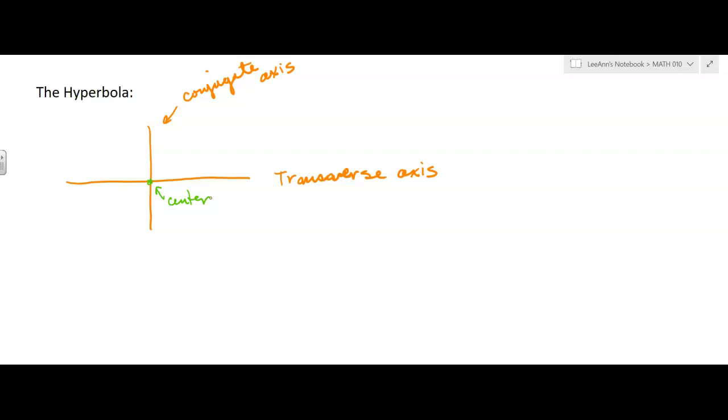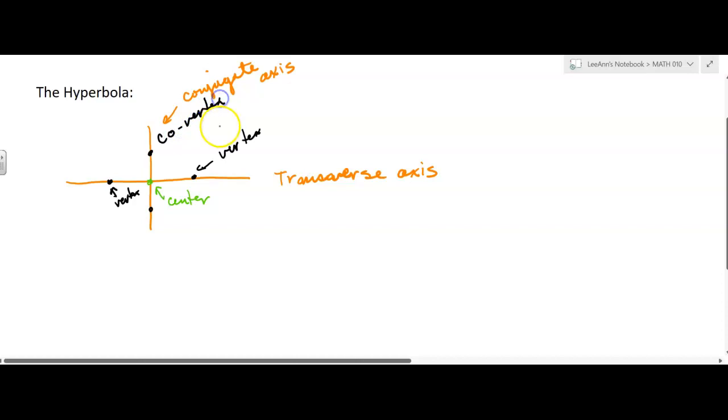Okay, we have vertices. So we're going to have a vertex maybe here and a vertex maybe here, okay? So we're going to call this the vertex and this a vertex. So you'll have two vertices. And then we have co-vertices here and here. So you might be saying, hey, this is kind of like what we were doing with the ellipse. Yeah, and so far it is kind of like what we were doing with that.